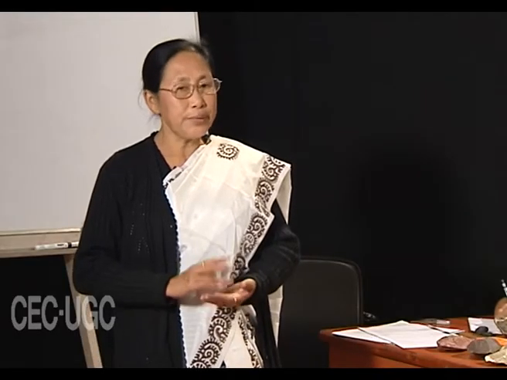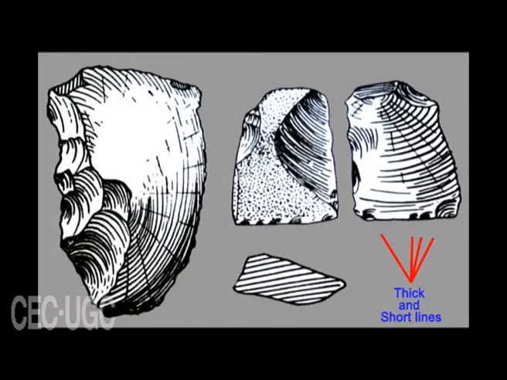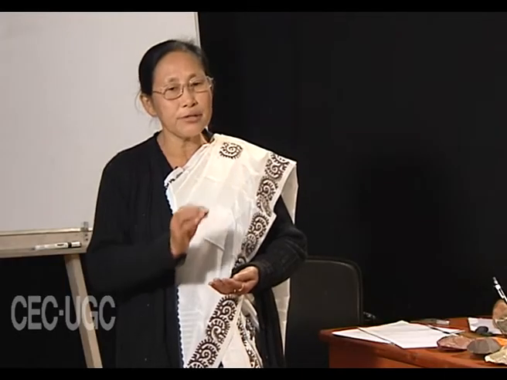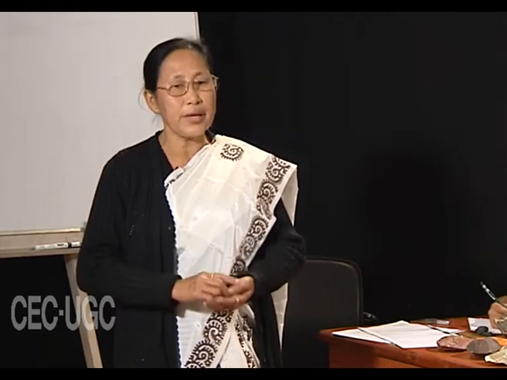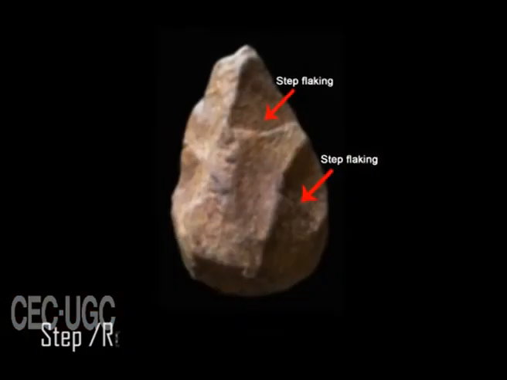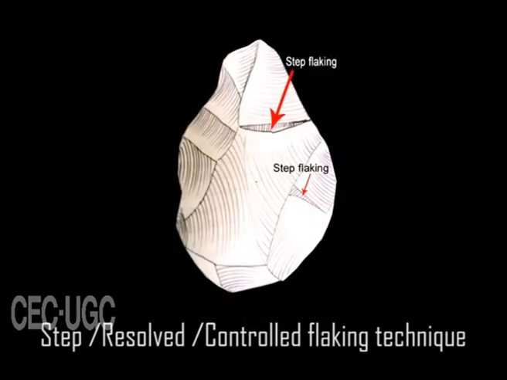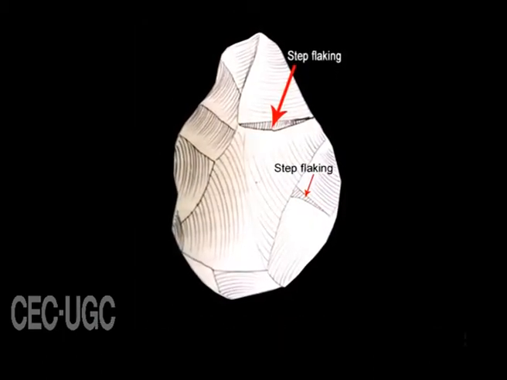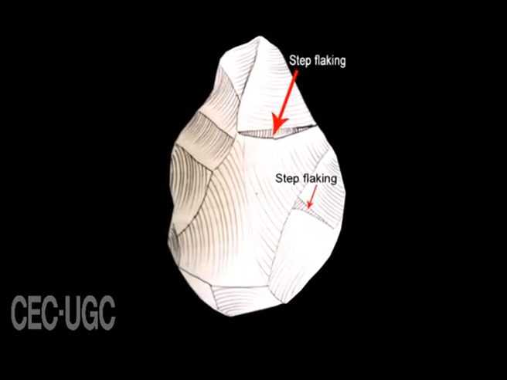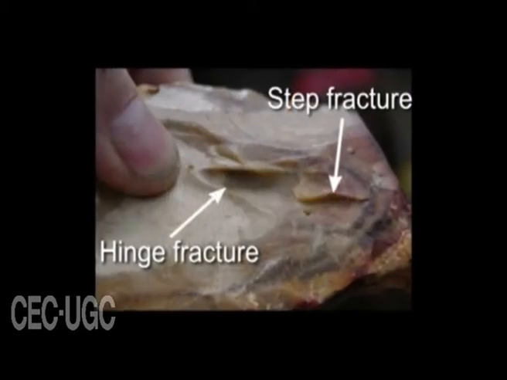Now come to number B. The secondary flake curves are normally represented by thick and short lines, but the curvature of the lines depends on the depth, shallowness and nature of the flake curves. Now let's come to number C. The step or resolve or controlled flaking technique is represented by vertical straight lines forming right angles to its horizontal base, that is, the basal line of the triangular shape or hinge shape flake surfaces.